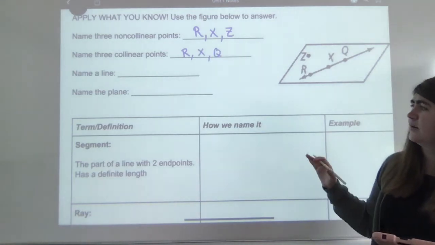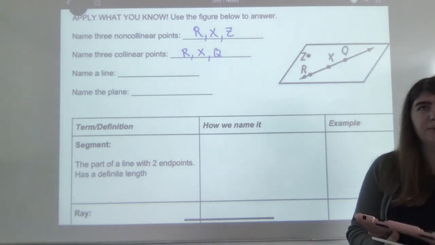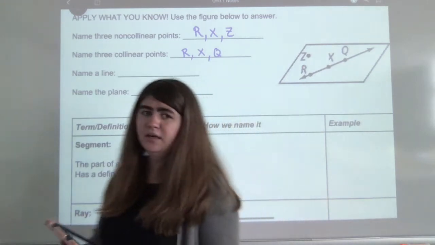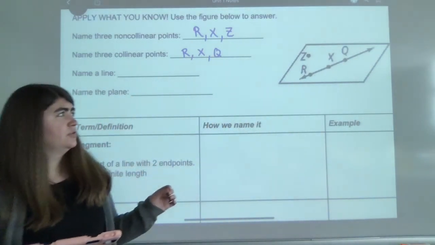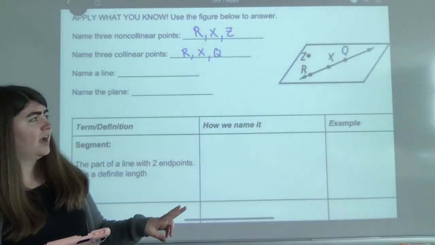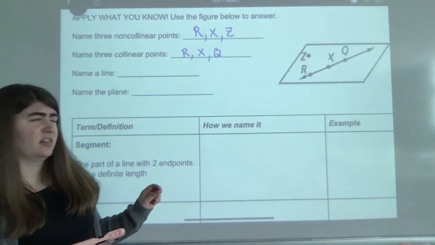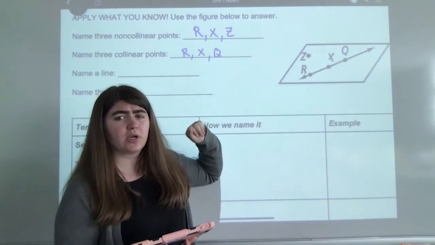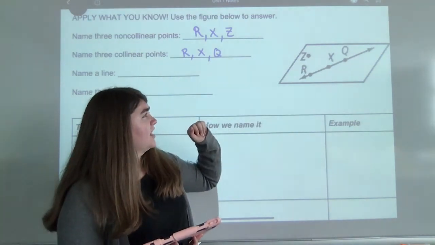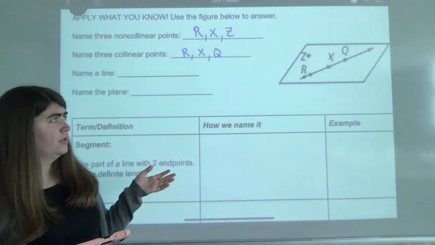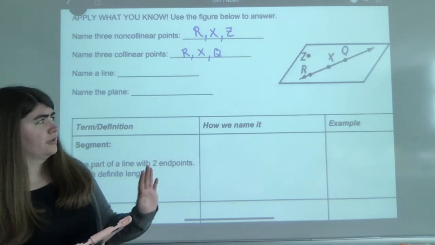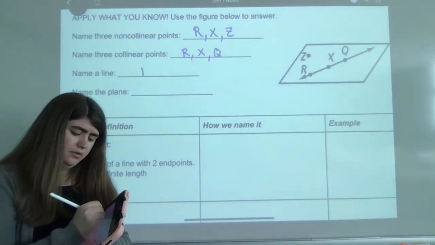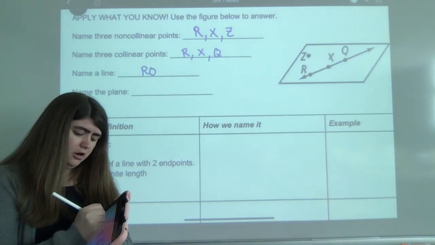Alright, now it says to name a line. Thinking back to the second vocabulary word we had today, a line is named using 2 points on the line or a lowercase letter. I don't see any lowercase letters near this line, so I'm going to use 2 points on the line. It doesn't matter which points you use, just as long as they're on the line. So I'm going to pick R and Q. So I have line RQ.